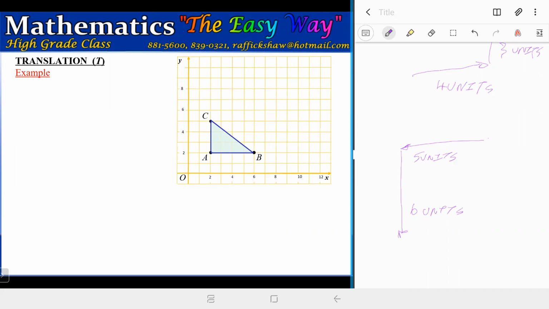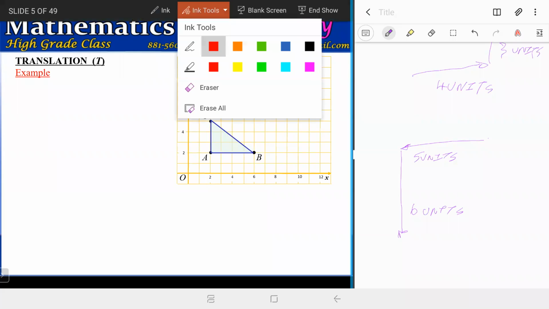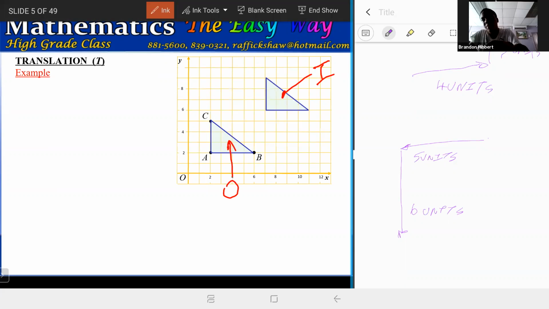So let's look at the triangle. The triangle moves some units to the right and some units upwards. So what we have to do first is locate the corresponding points on the object and the image. This is your object that you started with, and this is your image of the translation.